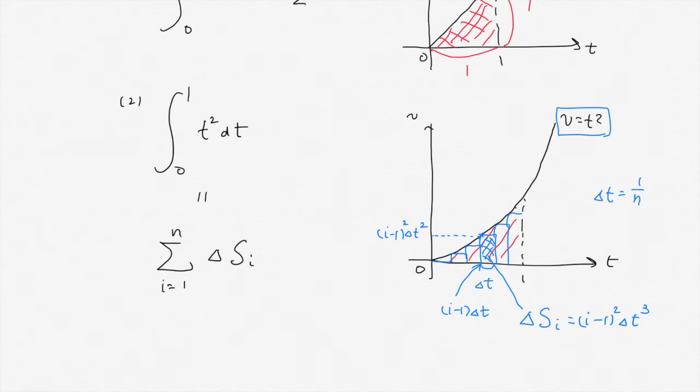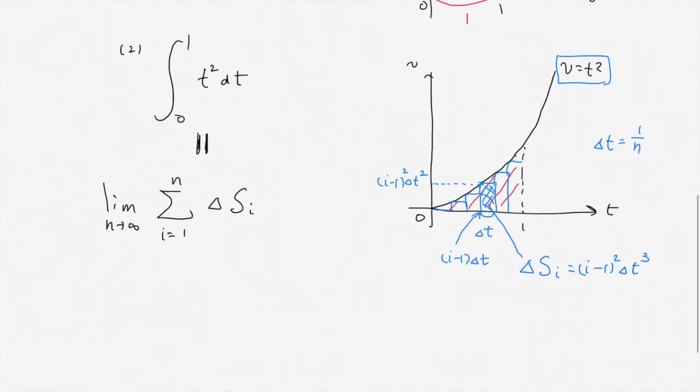But in the definite integral, if you increase the number of divisions of the small rectangles, so n goes to infinity, these two areas are exactly the same. We call this the Riemann sum. Then the next step is to perform these calculations. So this is equal to the limit as n goes to infinity of the sum from i equal 1 to n.